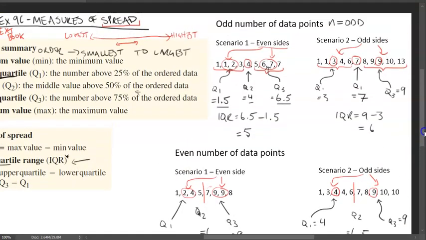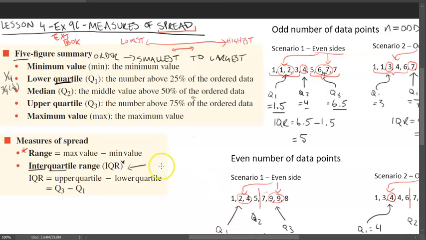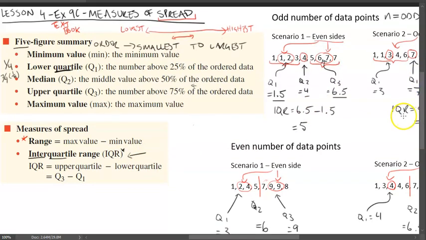So that concludes part 1 of getting measures of spread. What we looked at was finding these 5 different important numbers, which is called the 5-figure summary. You got to make sure that you order it from smallest to largest. And then we looked at how to find the range and the interquartile range based on these Q1, Q2, and Q3 numbers, and obviously the minimum and the maximum value. The next video is going to be looking at outliers and what outliers are and how to work out an outlier within a data set.